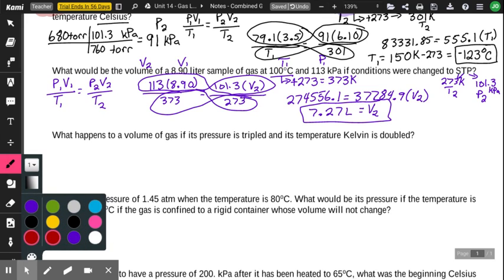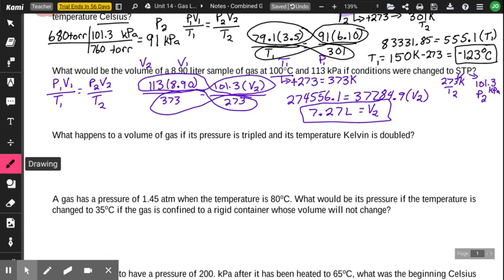All right. New color. So what happens to a volume of gas if its pressure is tripled and its temperature in Kelvin is doubled? Okay. So if your pressure is tripled and your temperature is doubled. All right. So here's how we do this. So this is a combined gas law problem because, again, we're changing our pressure, volume, temperature, those things. So P1V1 over T1 equals P2V2 over T2. Okay? So what happens to the volume? That means I'm solving for my volume.